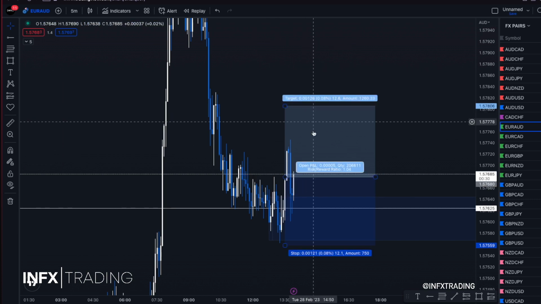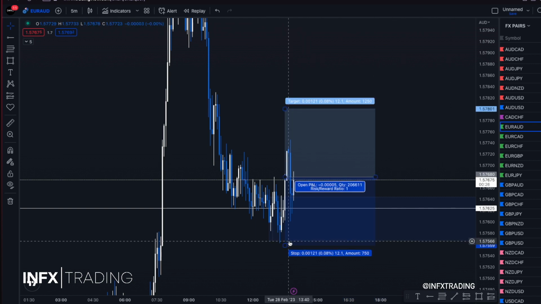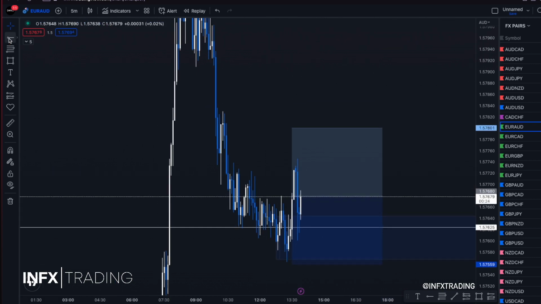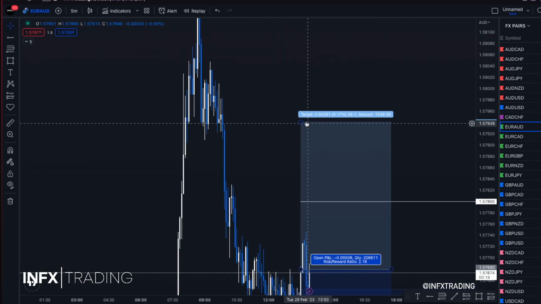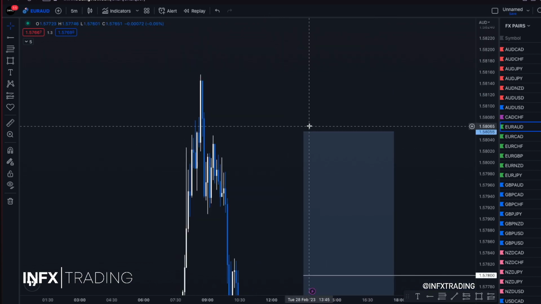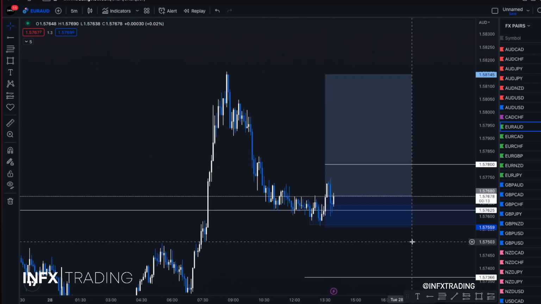So it's a 12.6 pip... No, it's not. It's a 12.1 pip TP and 12.1 pip stop loss. So let's see how it goes, and then we can always look for price to continue up here and take out liquidity above these highs. So that's kind of what we're looking at. And yeah, so 2 trades in 1 video today. Let's see how it goes.